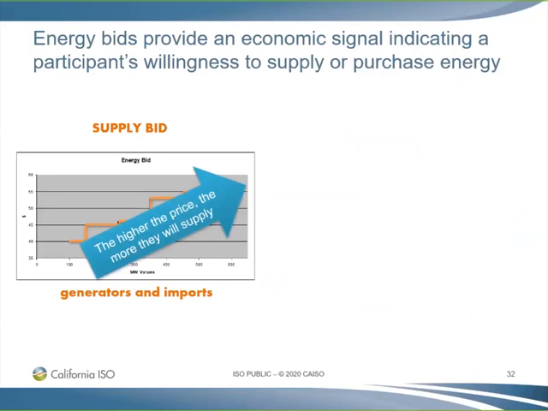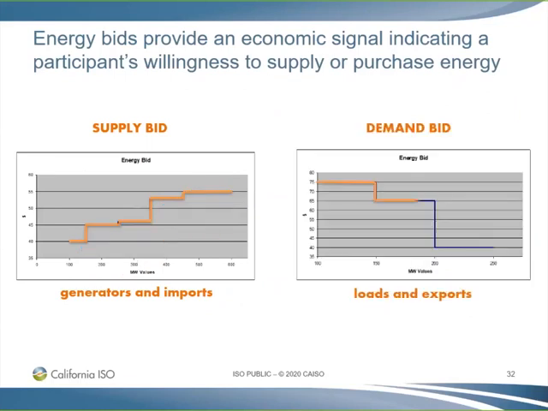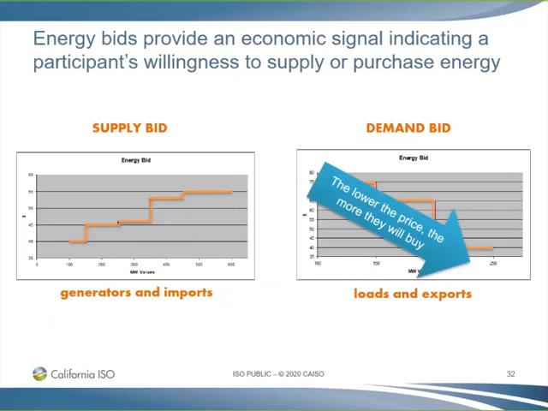I'll give you 10 megawatts if the price is $20, but I'll give you 50 megawatts if the price is $100. So these prices are meant to reflect their cost of providing supply. The bid cap is $1,000, and the bid floor is -$150. The scheduling coordinators for demand also submit bids, letting the market know how much they are willing to pay to buy megawatts. Here in this scenario, the lower the price, the more they are willing to buy.